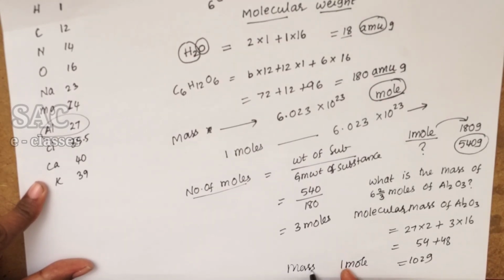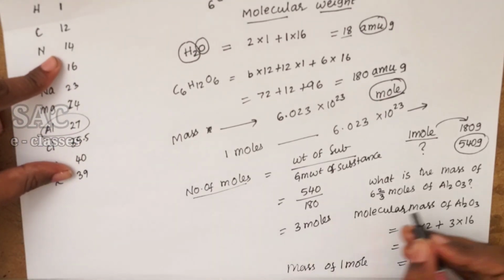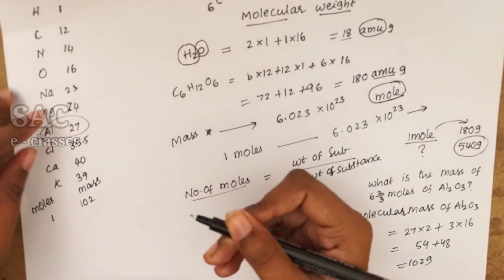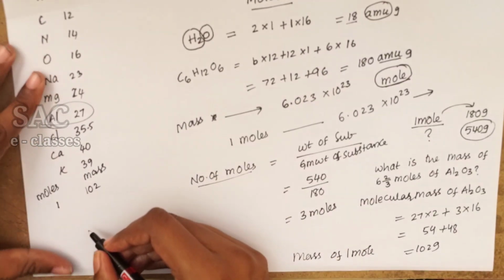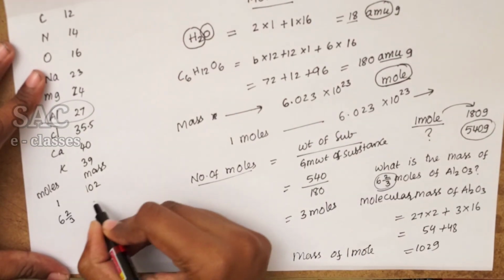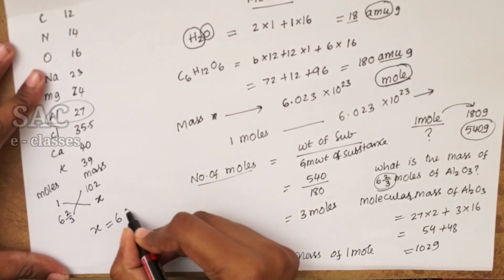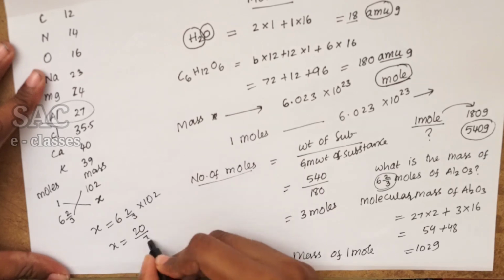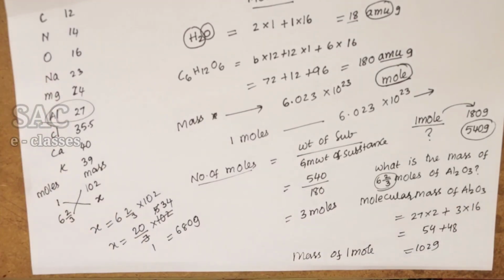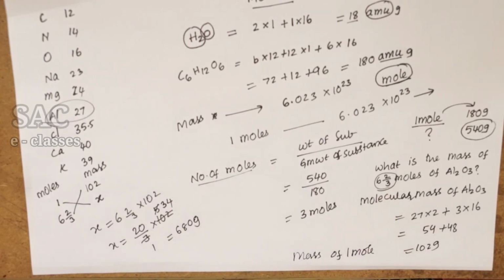Mass of 1 mole is how much? 102 grams. Each mole of aluminum oxide is 102 grams. But how many moles are there now? 6 2/3. We don't know its mass. Let's find out by cross multiplication. 680 grams is the mass of 6 2/3 moles of aluminum oxide.